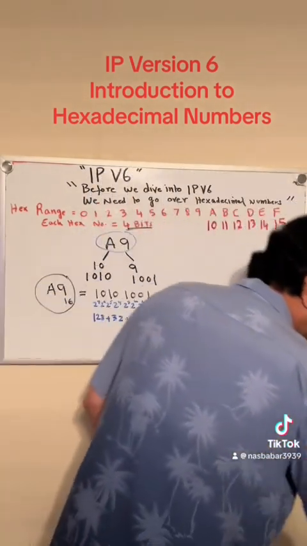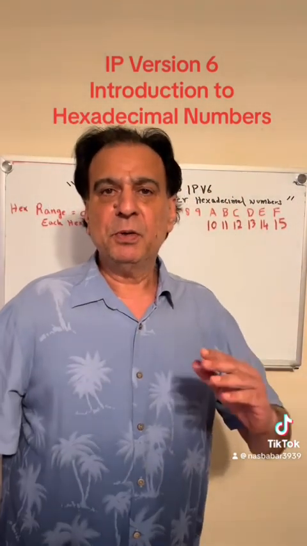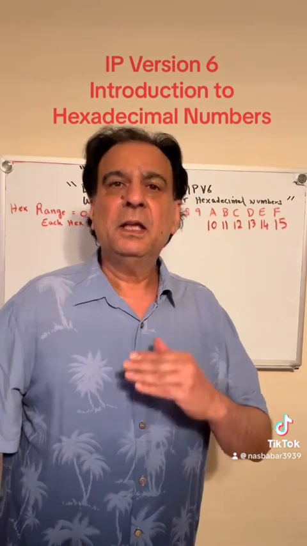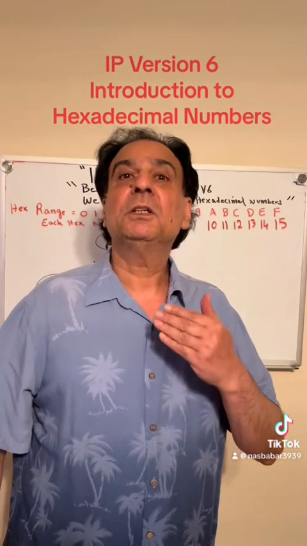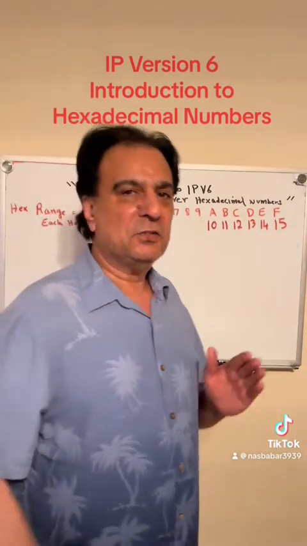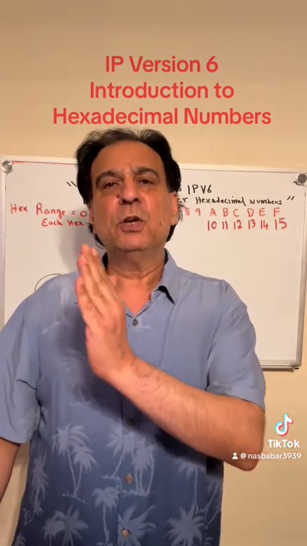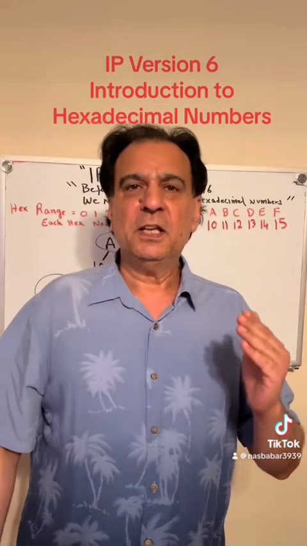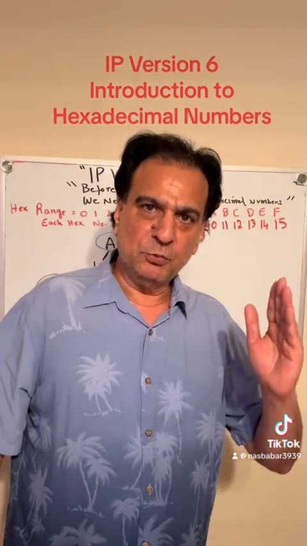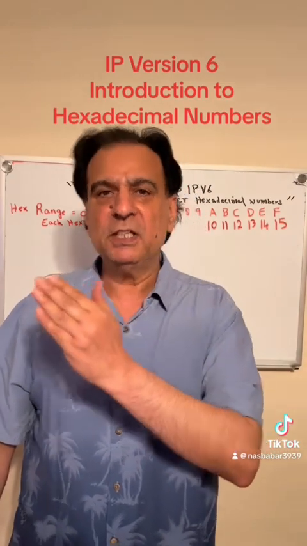One thing I want to emphasize again: binary numbers are base 2, and hexadecimal numbers are base 16. In the case of binary numbers, I started from right to left. I said 2 raised to power 0, 2 raised to power 1, 2 raised to power 2, 2 raised to power 3, 2 raised to power 4, and so forth. In the case of hexadecimal numbers, we're going to start from 16 raised to power 0, 16 raised to power 1, 16 raised to power 2, 16 raised to power 3, and so forth.